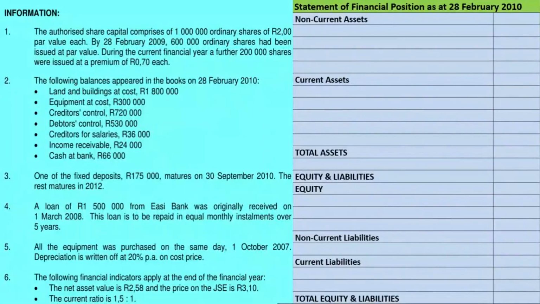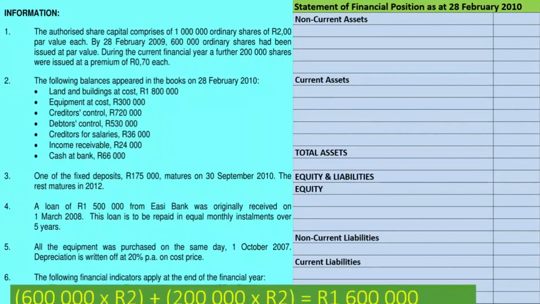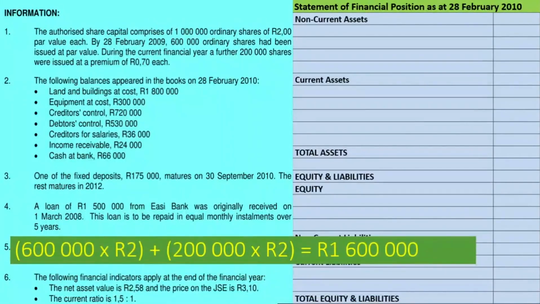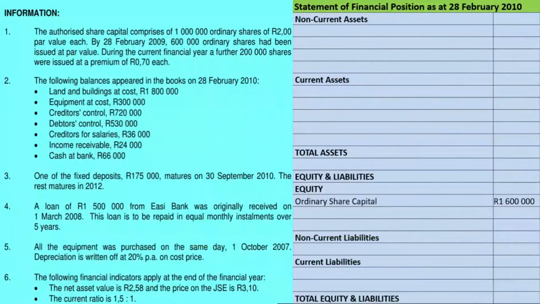So let's see, how do we record this? It told us that by 28 February 2009, 600,000 ordinary shares had been issued at par value. So that's 600,000 shares times 2 rand each. And we're told that during the current financial year, a further 200,000 shares were issued at a premium of 70 cents each. So to record the ordinary shares, it's 200,000 shares times 2 rand each. So to get the ordinary shares, we take 600,000 shares times 2 rand plus 200,000 shares times 2 rand. It gives us a total of 1,600,000 rand. And that goes under equity because that's our ordinary share capital. So we put ordinary share capital under equity, 1,600,000 rand.